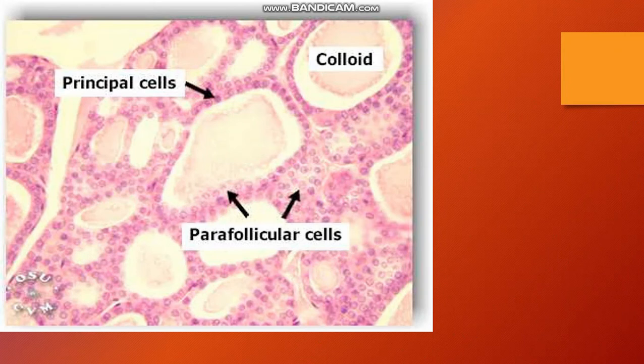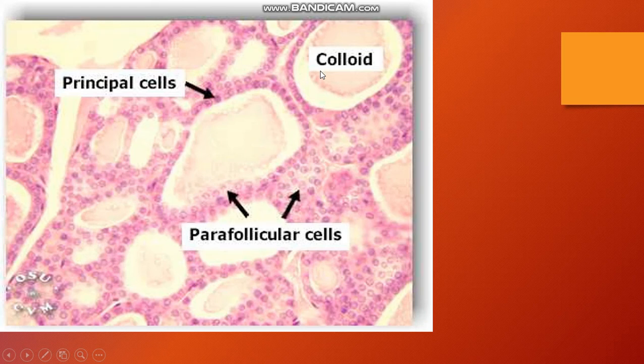I'm talking on the calcitonin. Though it is produced by the thyroid gland, the cells which are known as the parafollicular cells or C cells have functions which are entirely different from the T3 and T4. And you're looking here, the principal cells which are lining the follicles. Then this is a colloid. Colloid is the gel-like material having the thyroglobulin.